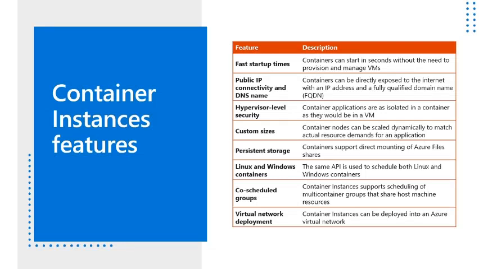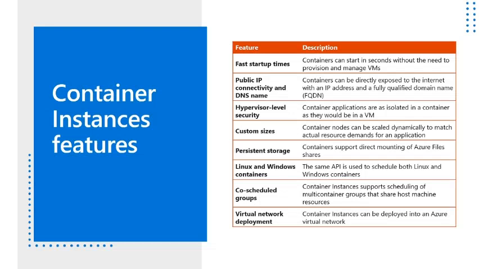Public IP connectivity and DNS name. Container instances enable exposing your containers directly to the internet with an IP address and fully qualified domain names. When you create a container instance, you can specify a custom DNS name label. So your application is reachable at customizable.azureregion.azurecontainers.io.